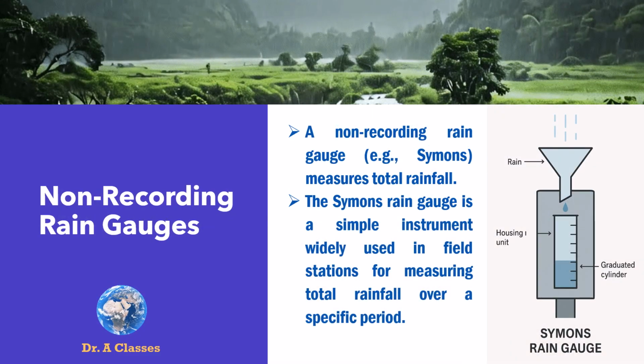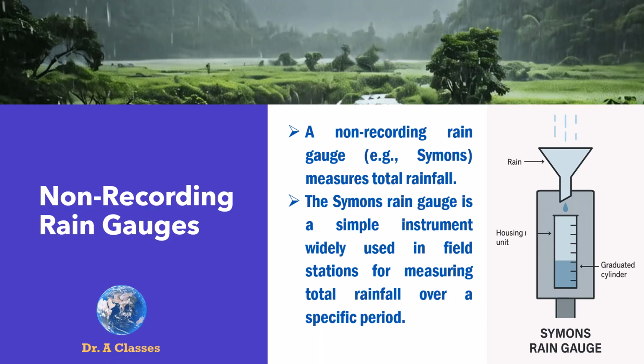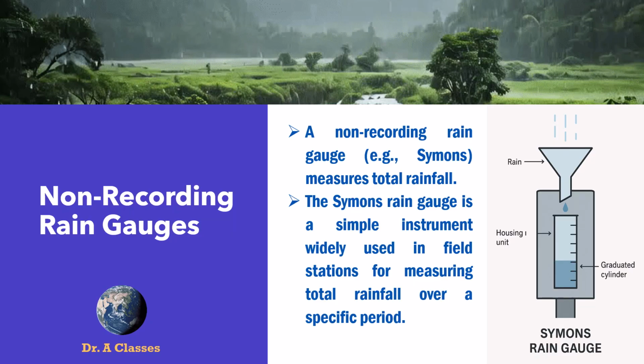Non-recording rain gauges. A non-recording rain gauge, example Simon's rain gauge, measures total rainfall. The Simon's rain gauge is a simple instrument widely used in field stations for measuring total rainfall over a specific period. It consists of a cylindrical collector, a funnel that directs rainwater into a graduated measuring jar, and a metal casing to protect this setup. The water collected is measured manually using the calibrated jar.